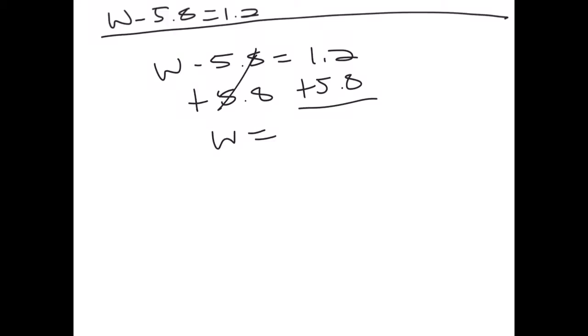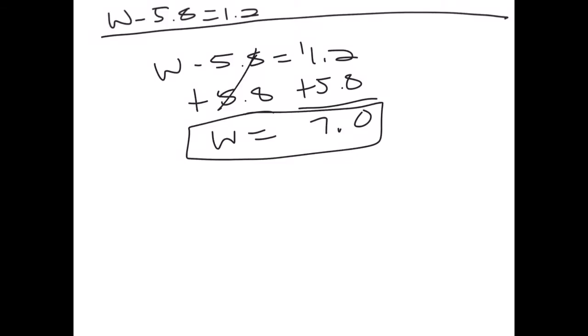And then we're going to add these. 8 plus 2 is 10, carry the 1, 5, 6, 7. And bring the decimal down. So the answer is 7.0.